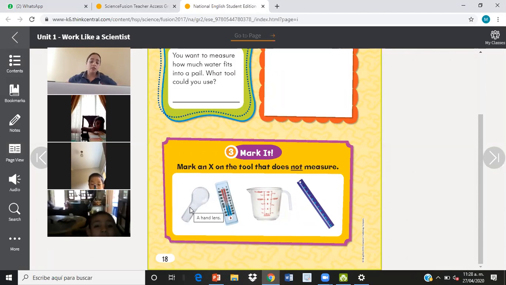So you are going to draw an X over the hand lens. Hand lens is la lupa. We are going to mark with an X because the hand lens does not measure something. You use a hand lens to look at things bigger. So draw an X over the hand lens. Okay?